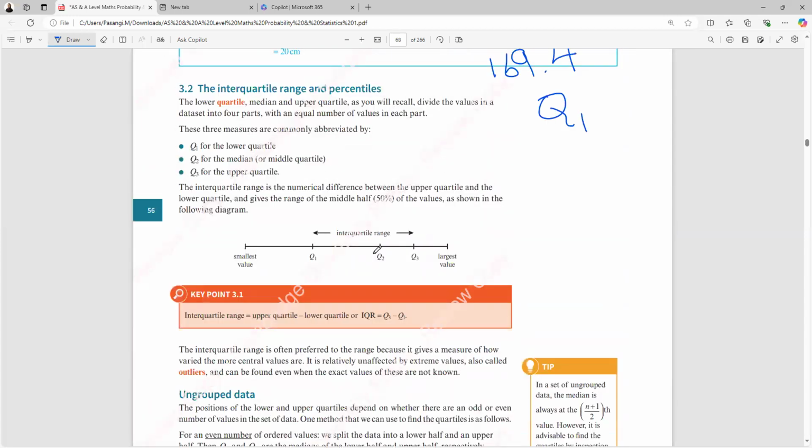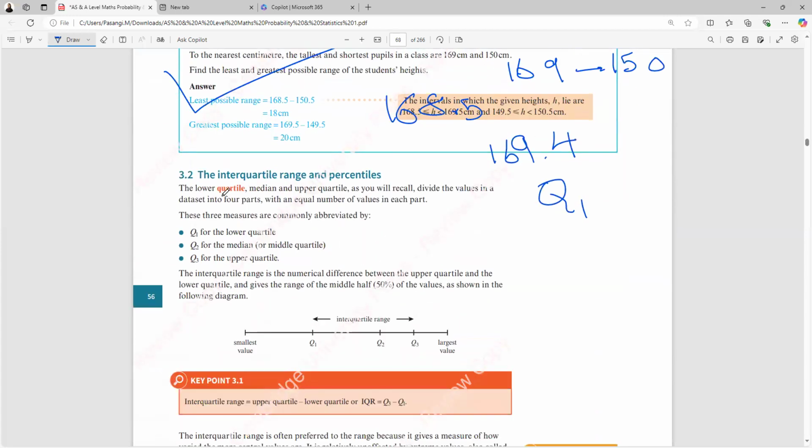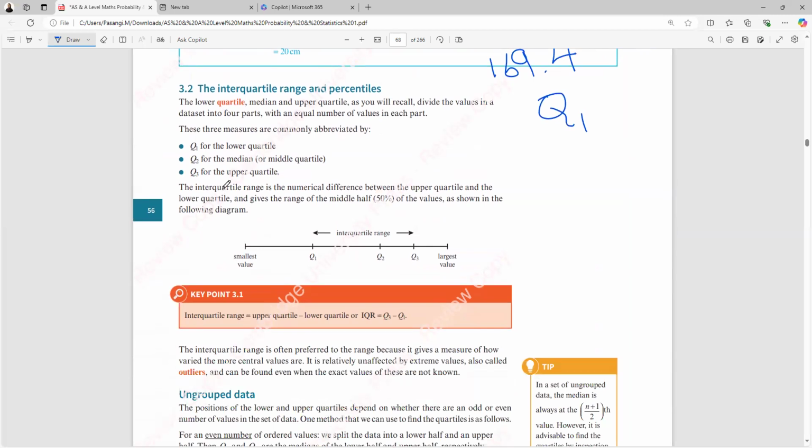Up to this point, yes, teacher. Can you read this 3.2 and then we'll do the examples? Okay.